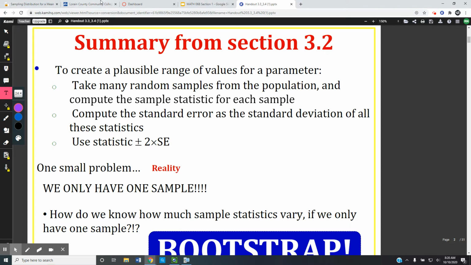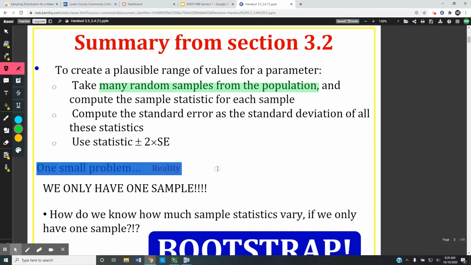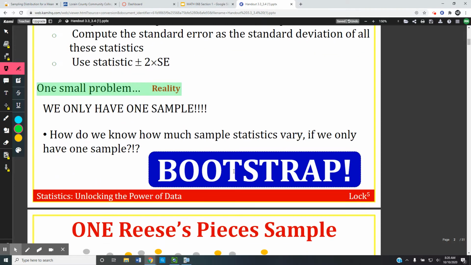However, when we talk about many random samples from the population, the problem is that we actually only have one sample. When we go to a population and we pull from that population, we get a sampling, and then we're pretty much done. We're moving on to other stuff. But what we really need is many samples from that population. We can't actually get them. So that's where bootstrapping is going to come in.